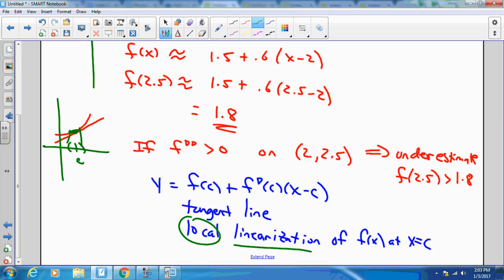What was the other thing that I wanted to say about this? Overestimate, underestimate, sign of f double prime, good. All of that.